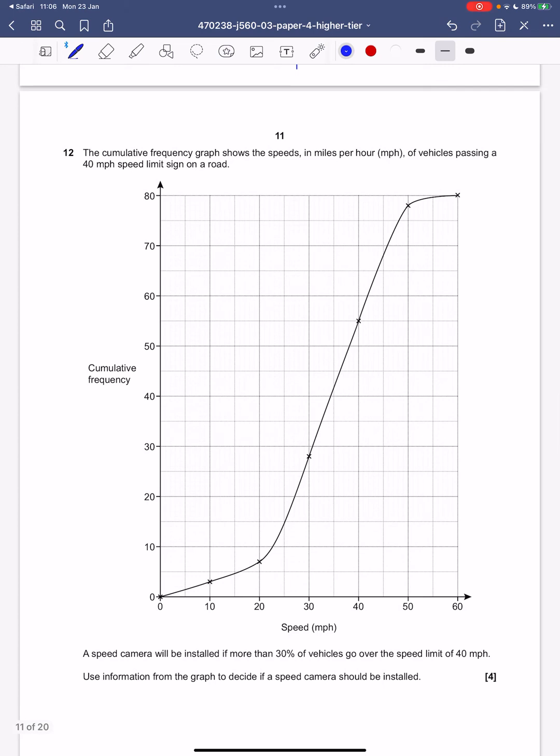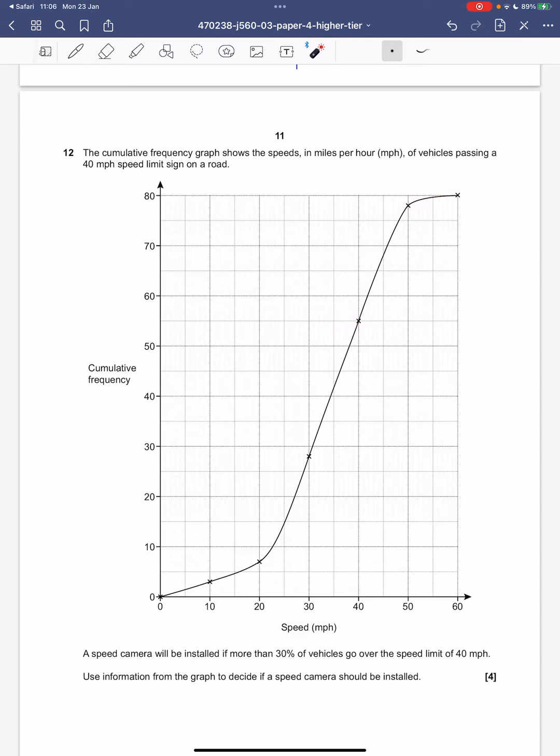Number 12. The cumulative frequency graph shows the speeds in miles per hour of vehicles passing a 40 miles per hour speed limit sign on a road. Right, so we've got the speeds along here, and we've got 80 vehicles, and so we've got, say, 10 of them are doing, just getting a feel for what's going on here. So it's how fast these vehicles are going when they pass this speed limit sign.